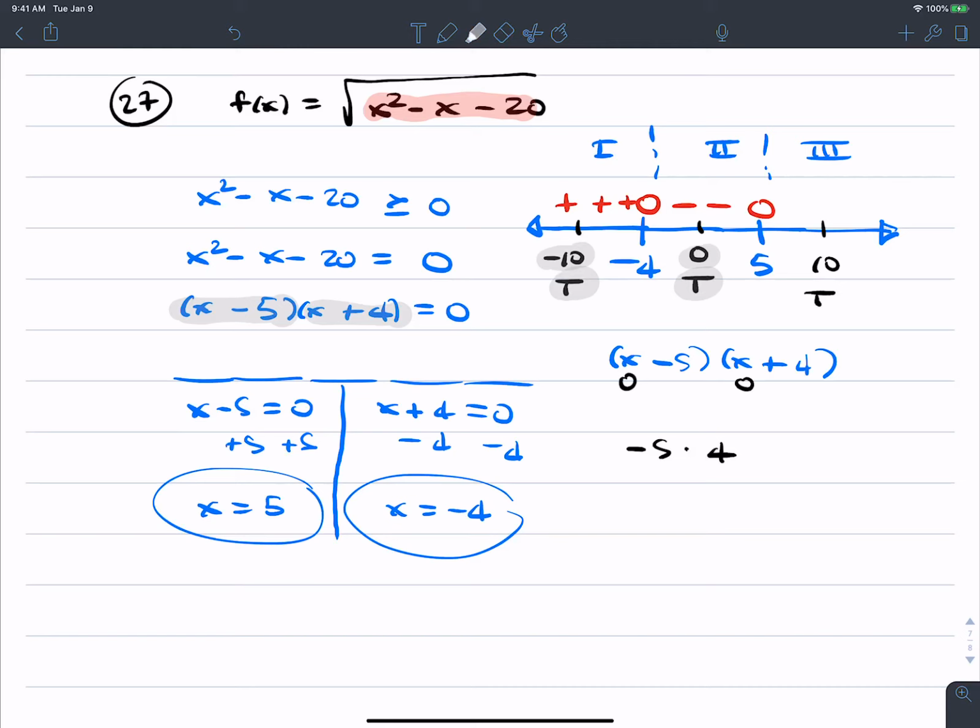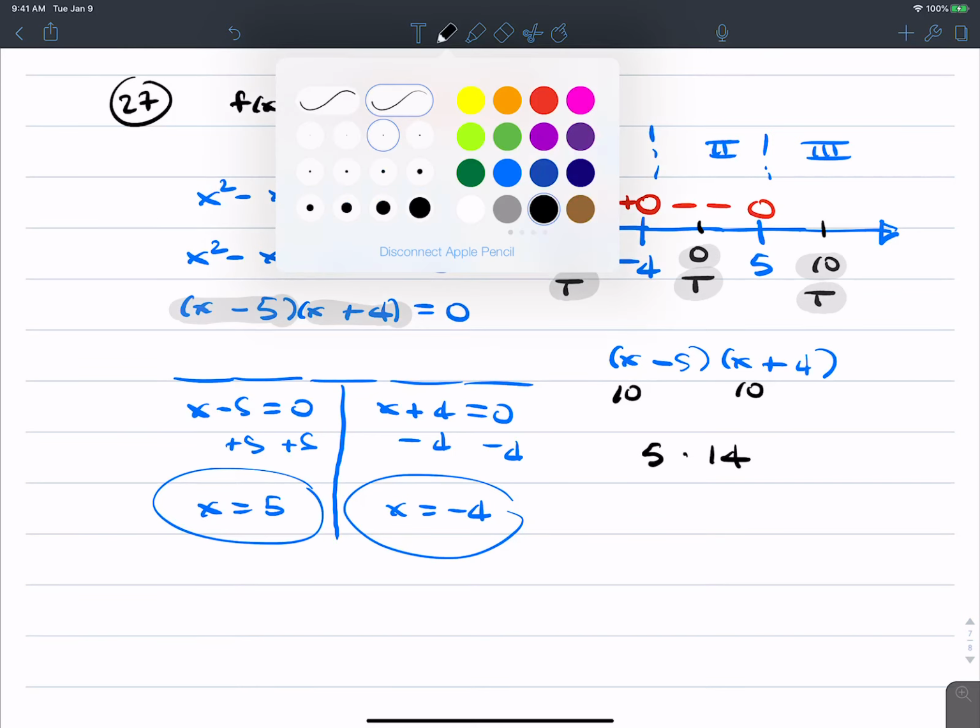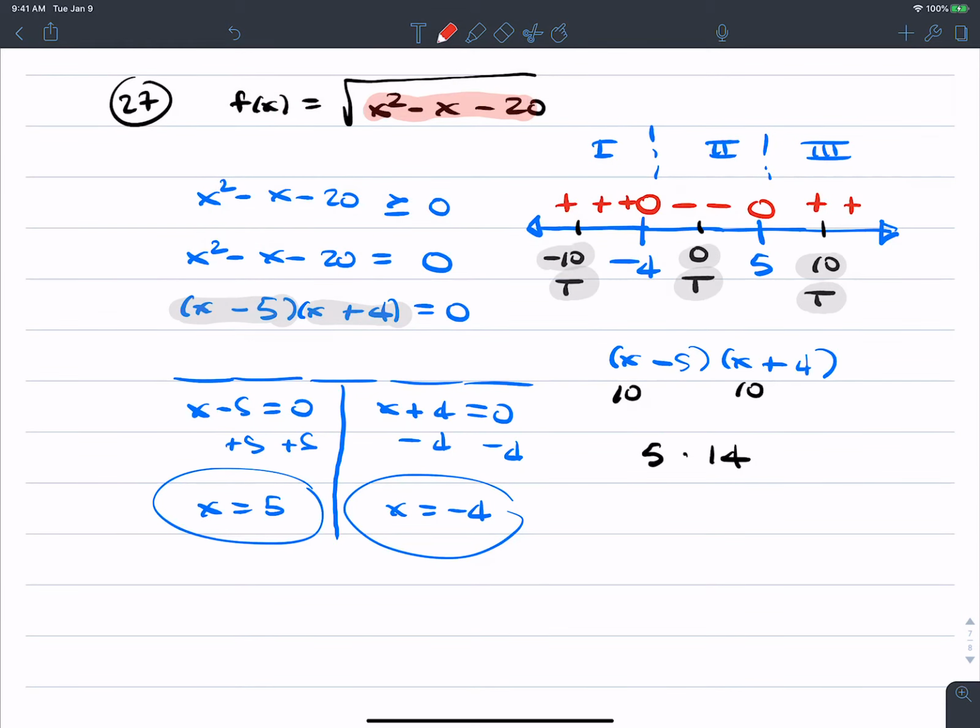Let's test region 3. This time, the test point is going to be +10. And remember, those are your choices here. You just have to make sure you're within the proper regions. By arithmetic, 10 minus 5 is 5, and 10 plus 4 is 14. A positive times a positive gives you a positive answer here.